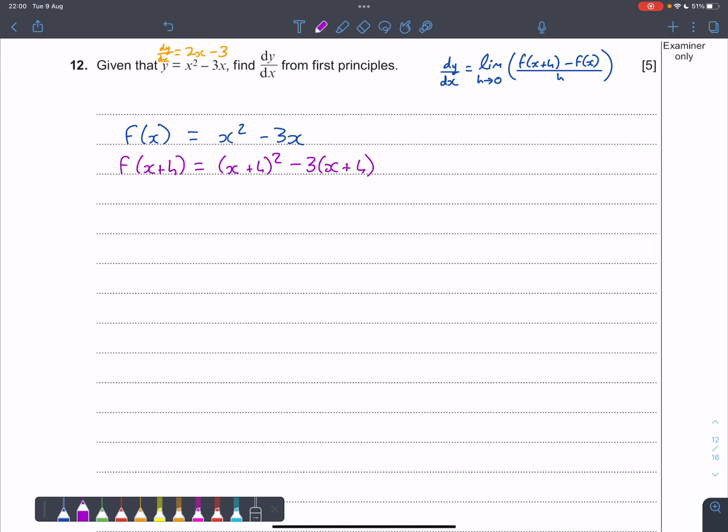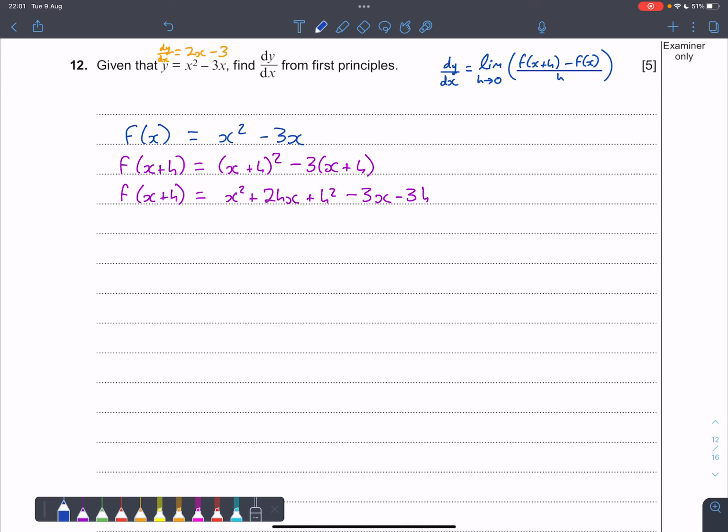And this can be expanded. So this first bracket, x plus h all squared, should be one that you learn because it will be there in every first principles question you do at additional maths. It is x squared plus 2 lots of hx plus h squared. And then the second bracket is expanded by negative 3. So minus 3x minus 3h. So this is my f of x plus h.